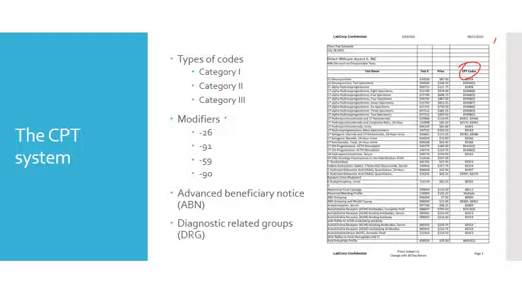59 is a modifier used to identify distinct and separate multiple services of the same type on the same date of service, but they are not normally reported together under other circumstances. So basically, this generally refers to different encounters with the same patient or different anatomic sites. This applies to us in microbiology fairly commonly.